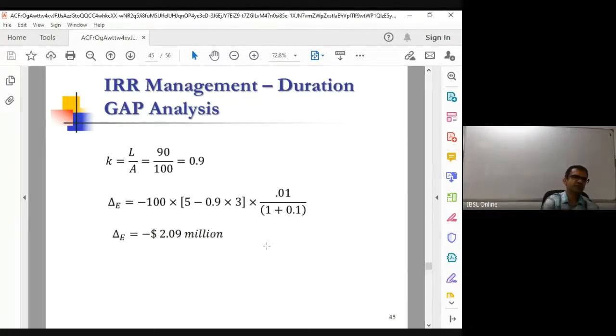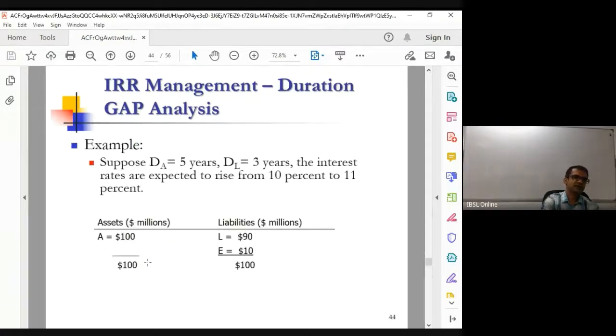So what does it mean? You have this balance sheet with these characteristics of assets and liabilities. You have 100 million worth of assets with a duration of 5 years. You have 90 million of liabilities with a duration of 3 years. You have only 10 million equity. What would be the impact on your equity value if interest rate increased by 1%?